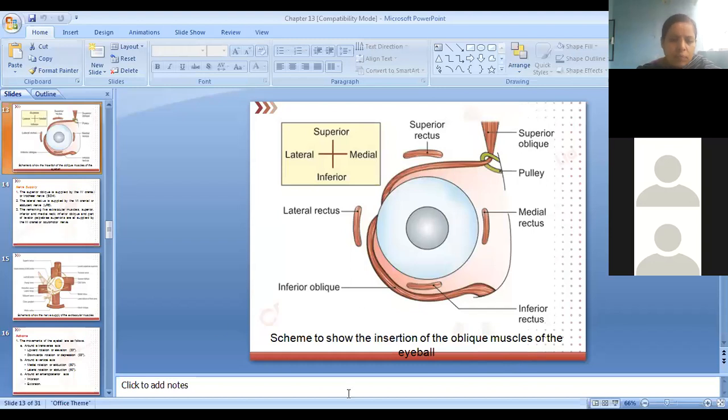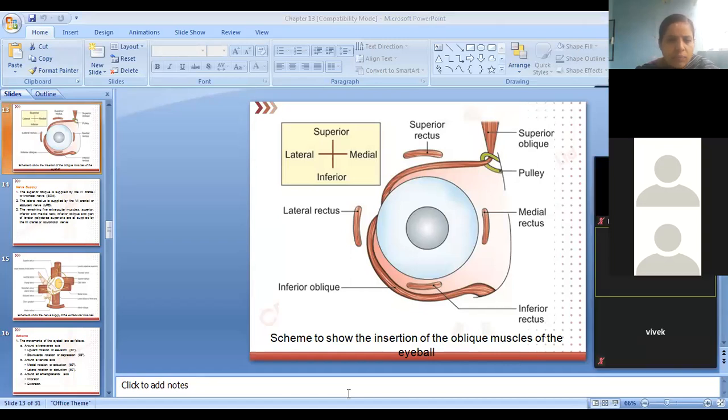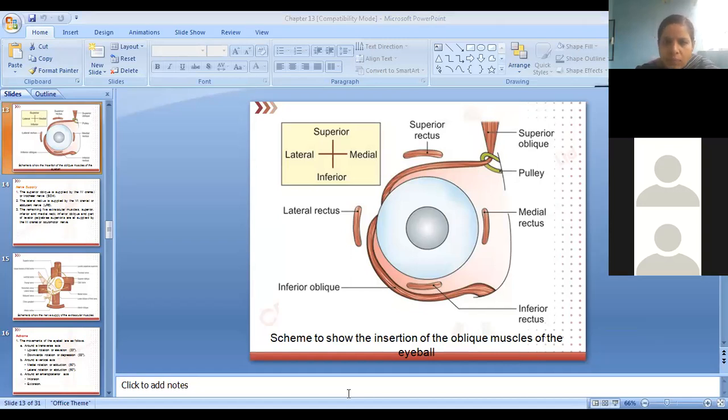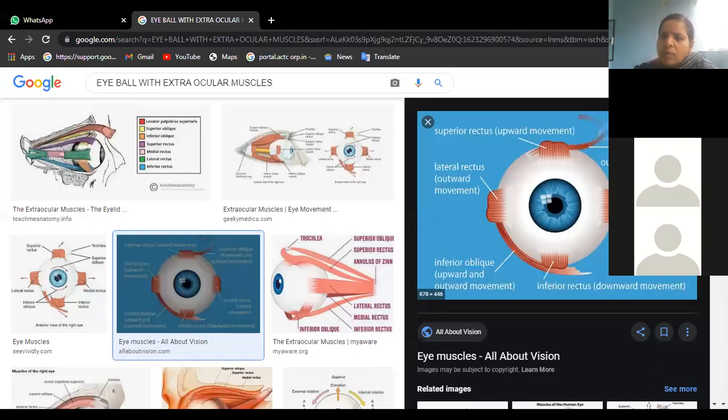Ma'am, superior oblique is upward and outward, ma'am? Yes, Peter. Superior oblique is for upward and outside, ma'am? Outward, yeah. Superior oblique is downward and outward movement. It is in an oblique direction. So it is not upward, though it is above. Here also inferior oblique, though it is below, it is upward. The function is opposite, beta, because they run in oblique directions. So when they contract, they pull the eyeball upwards because the insertion comes this side.